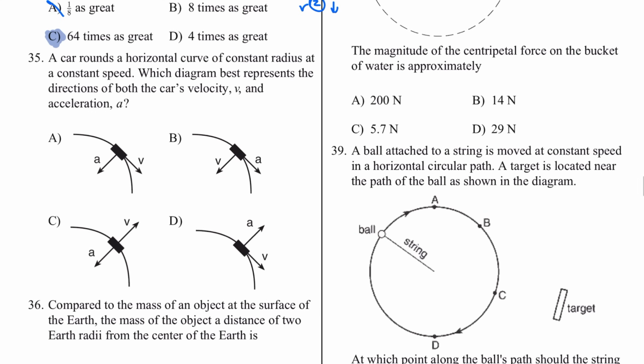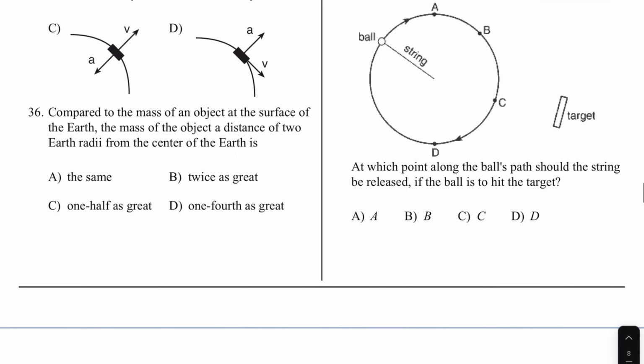35. A car rounds a horizontal curve of constant radius at a constant speed. Which diagram best represents the directions of both the car's velocity v and acceleration a? So remember that velocity is tangent and acceleration goes towards the center, and this is shown in choice A.